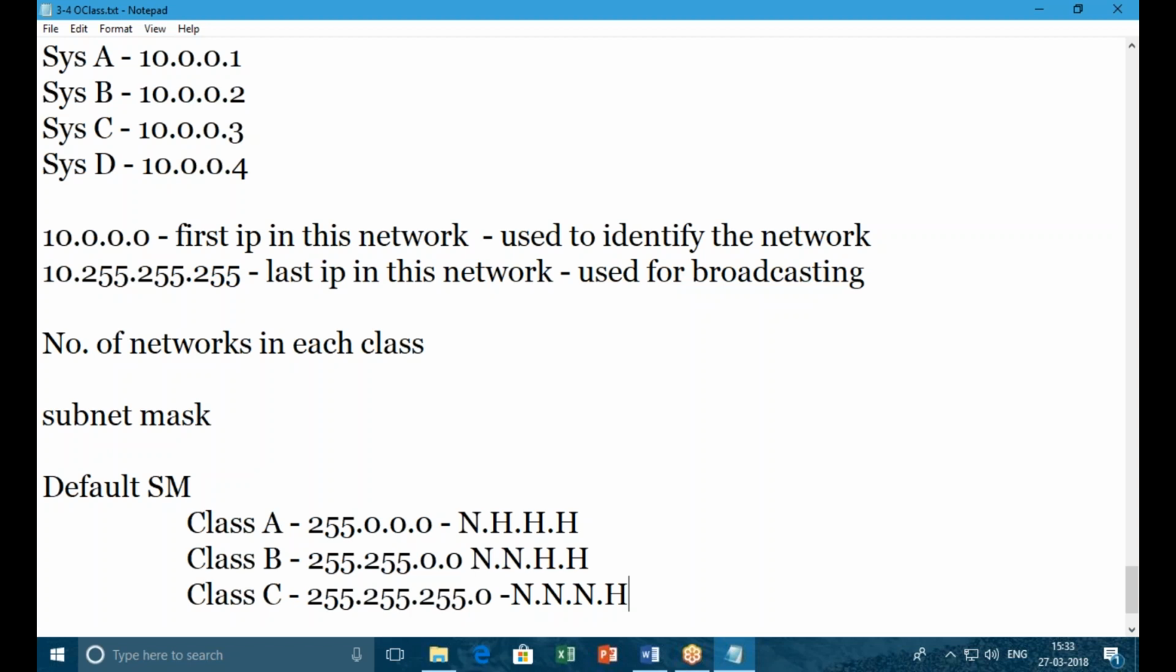And apart from this, there are other subnet masks that we modify, which tell the number of network bits and number of host bits.